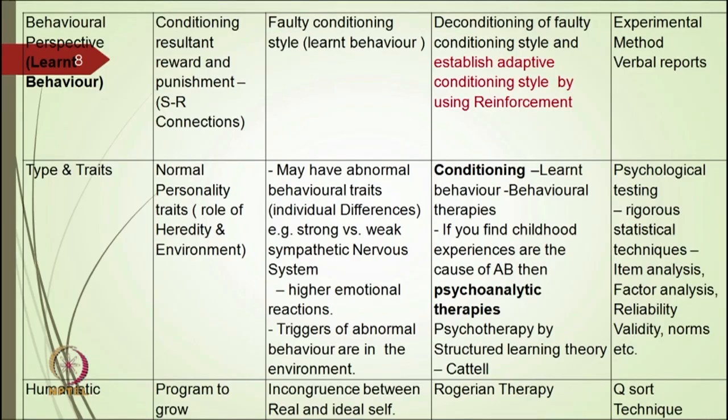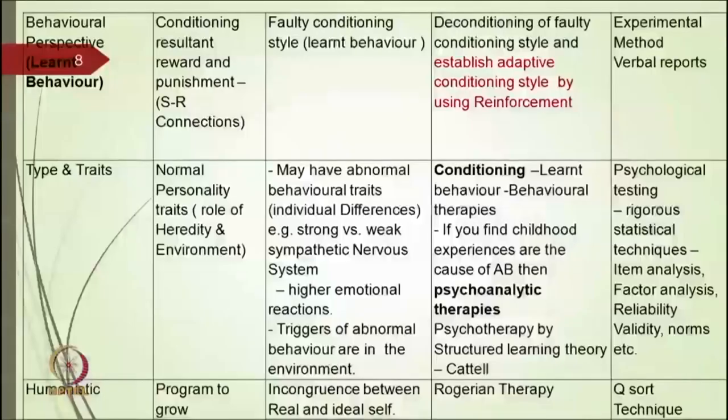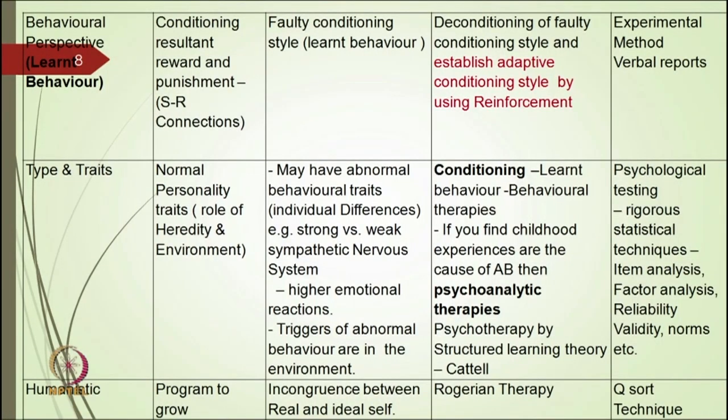Deconditioning of the faulty conditioning style and establishing an adaptive conditioning style by using reinforcement is the subject matter of their therapies. So in their therapies, first of all, they identify the faulty conditioning style, then they decondition this style, and then they establish an adaptive conditioning style by using reinforcement strategies. They used the experimental method and verbal reports. They outrightly rejected subjective ways of collecting data to define human behavior, and focused on the experimental method. I think it's the most scientific research method in psychology, and that's why we are able to say psychology is a science. Experimental method is very important to have reliable, valid, universal studies, and we get very objective results through it.